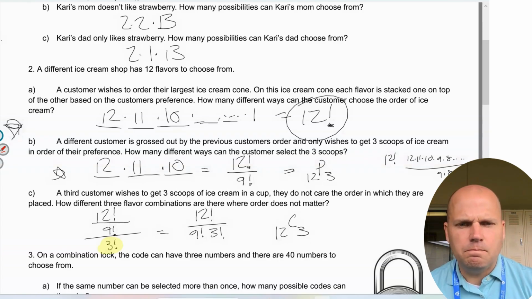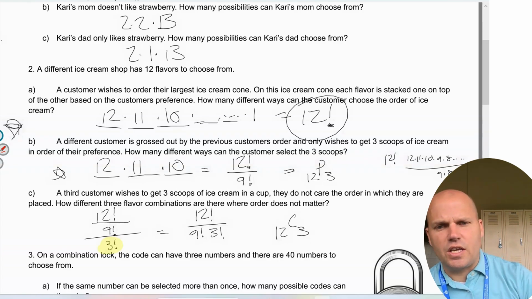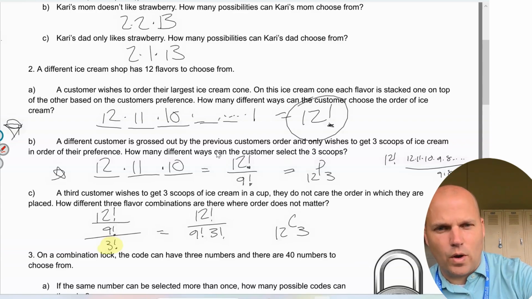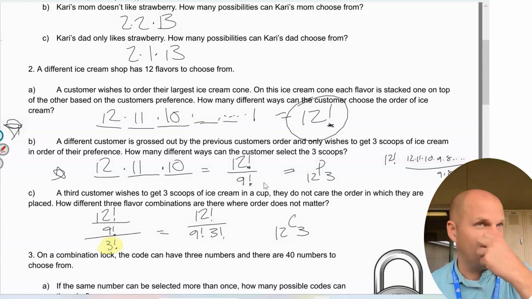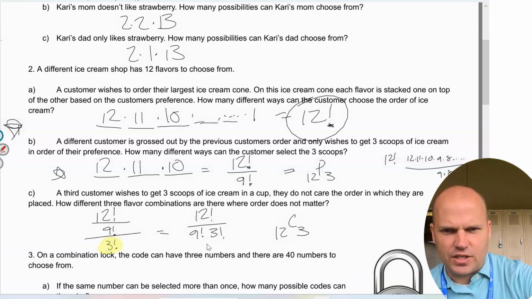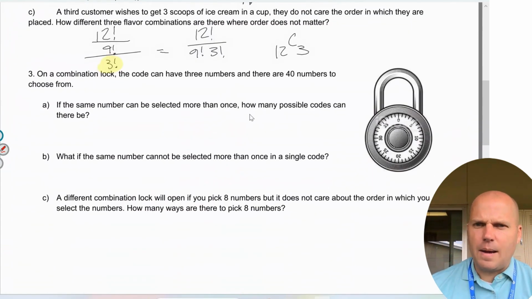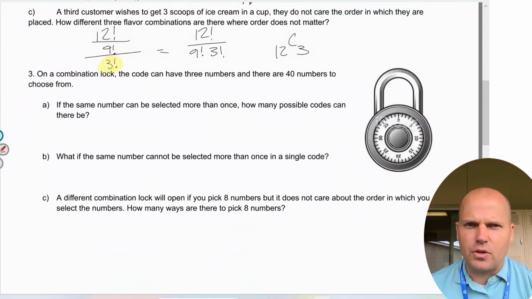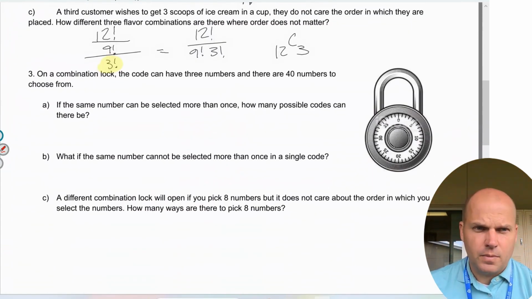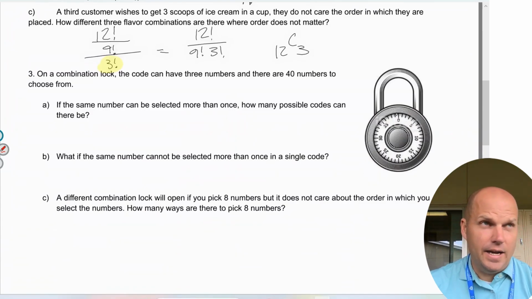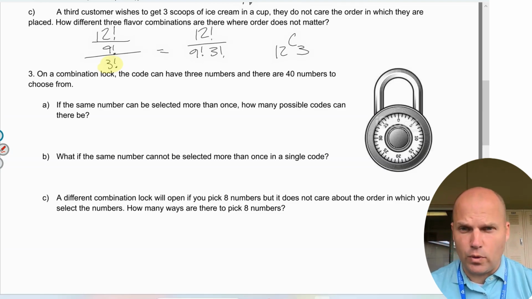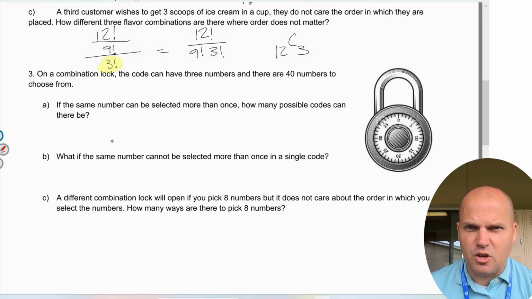Okay. And you'll see there's a lot more ways, 6 times more ways for this compared to this. On a combination lock, the code can have 3 numbers and there are 40 numbers to choose from. Okay, cool. 0 to 39. So including 0, those would be 40. If the same number can be selected more than once, how many possible codes can there be?